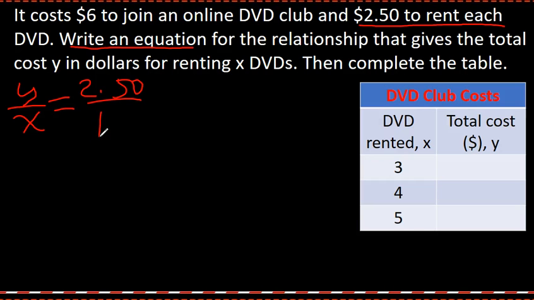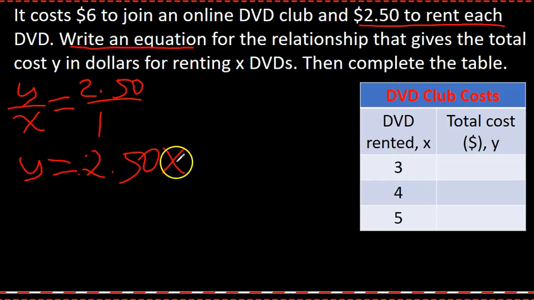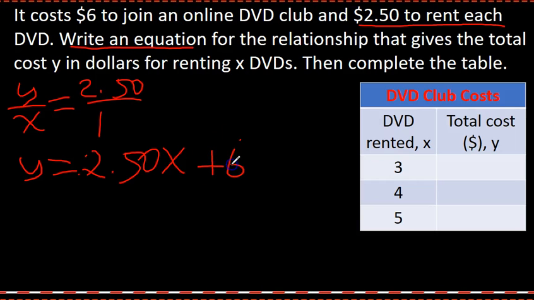Make sense? Okay. If we are to write it as an equation, what is it going to be? The dependent, which is y, is equal to 2.50x, because we multiply it by the number of DVDs we rent. And then we are going to add how much it costs to join, so we add 6 to it. So this will become our equation.